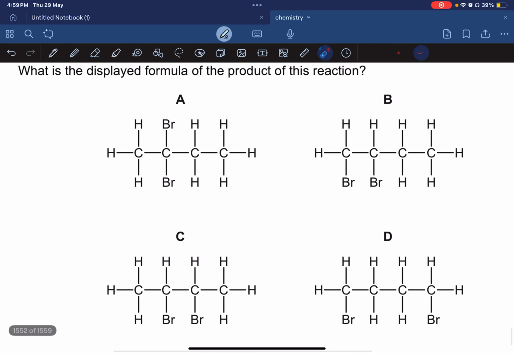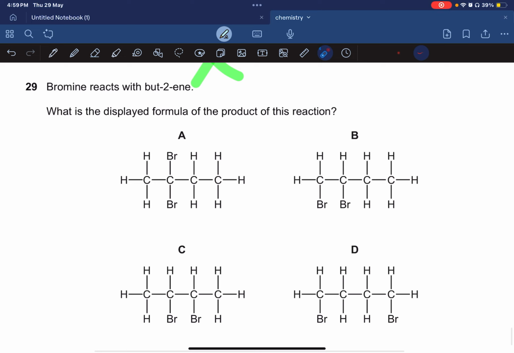Okay, bromine reacts with butene. What is the displayed formula of the products of this reaction? Okay, bromine is reacting with butene. That's incorrect. We need 2 Br in the center. That's correct. Okay, this is easy peasy lemon squeezy.